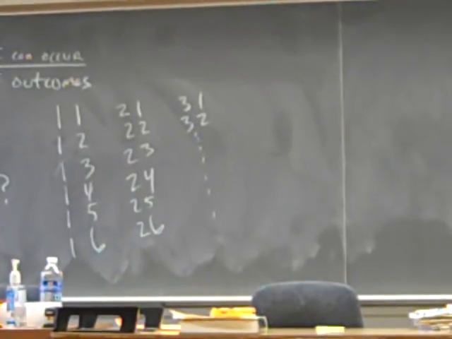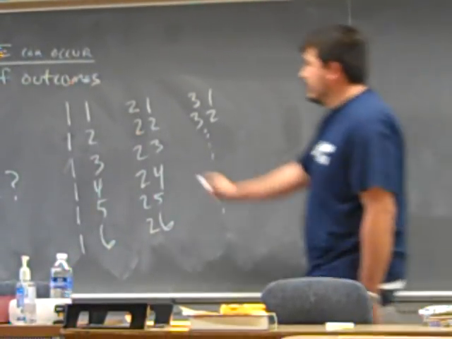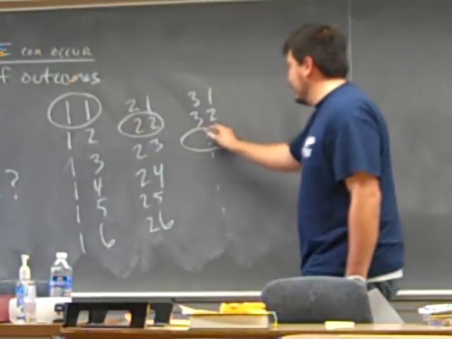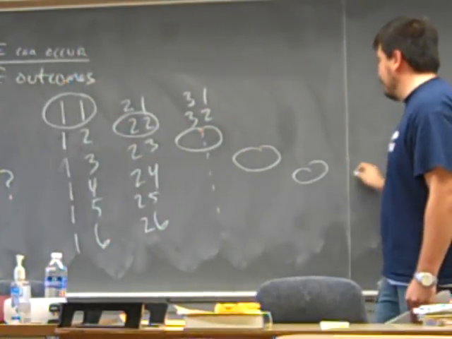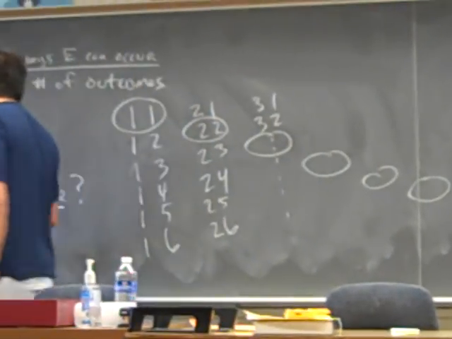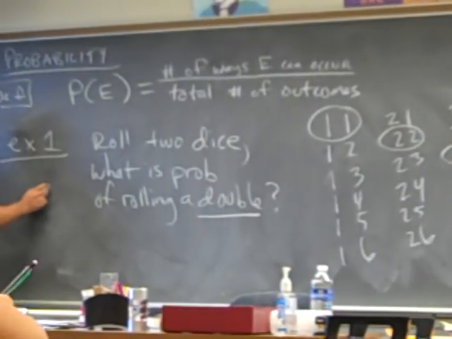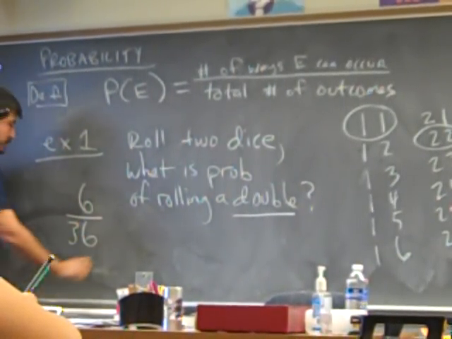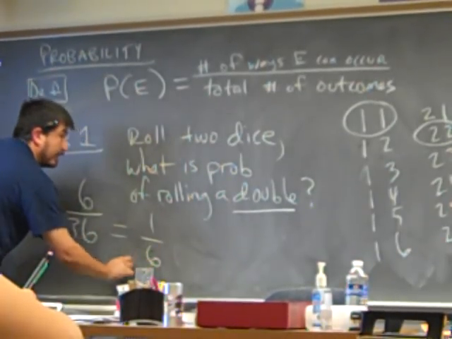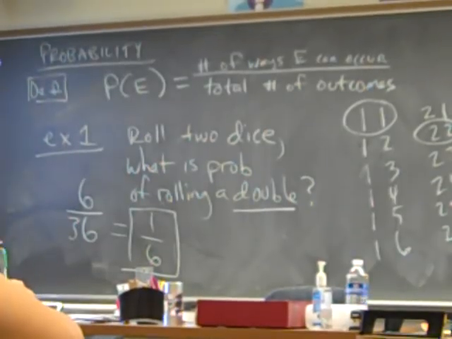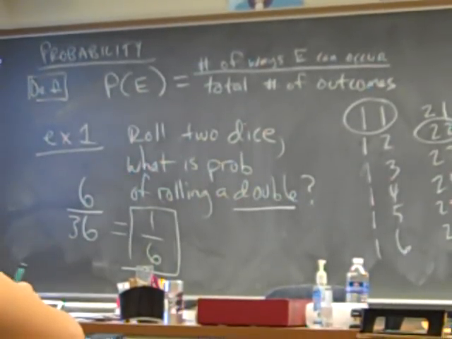So where are the doubles? On that one line. 1, 1, 2, 2. Where's the next one? 3, 3, 4, 4, 5, 5, and 6, 6. So how many ways can we succeed here in rolling a double? 6. 6 out of how many? 36. So the answer is 1/6. Okay? Questions?